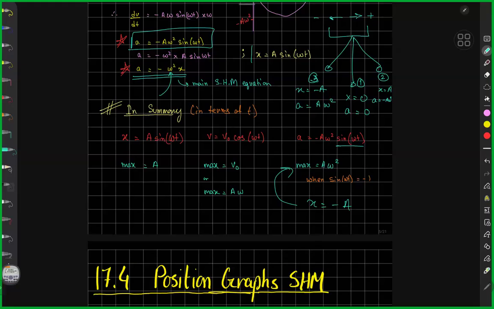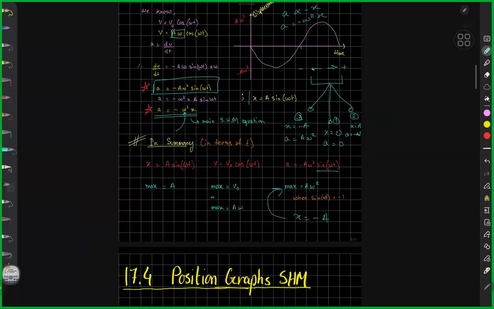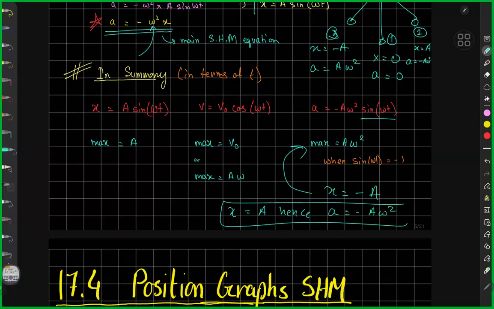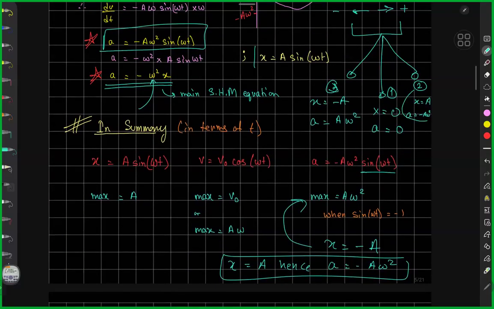Any question till this point? No. So what about when x equals A? Then your acceleration is at its minimum. When x equals A, hence, your acceleration is minus A omega square. But sorry, at both ends is acceleration maximum? Yeah. I mean, in magnitude terms, yes. If you're talking about magnitudes, yes. Got it? Yeah, perfect.